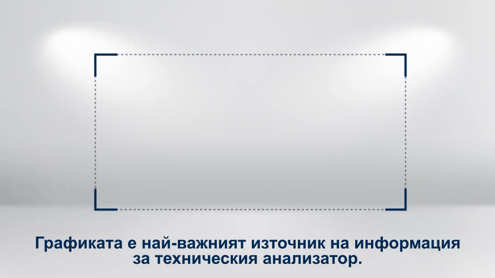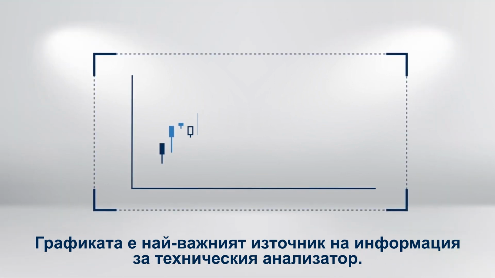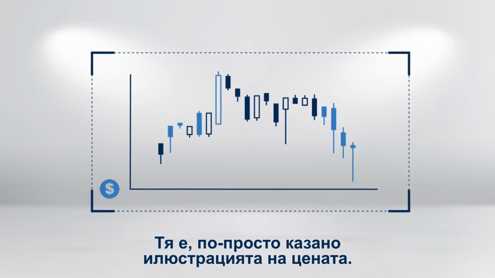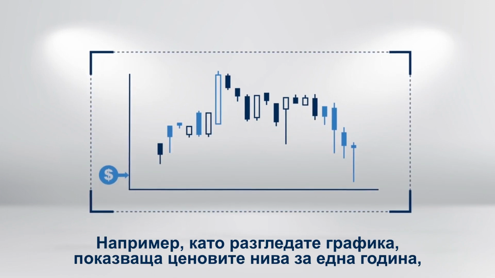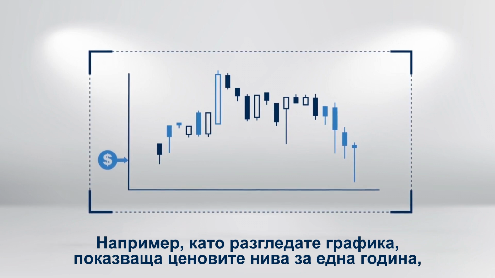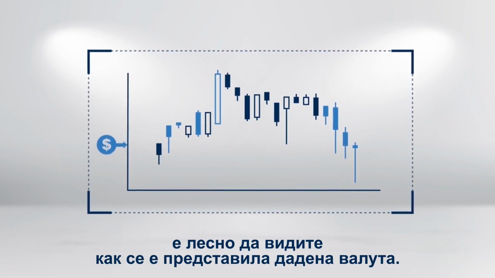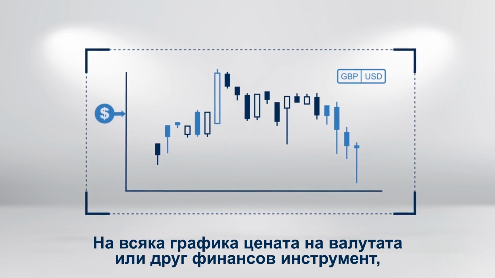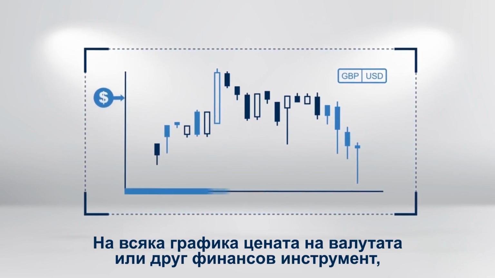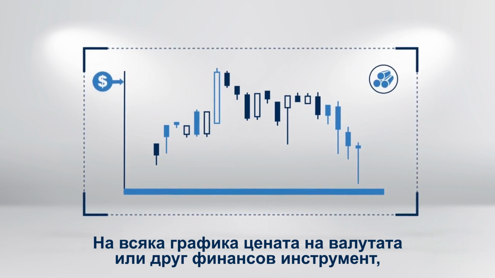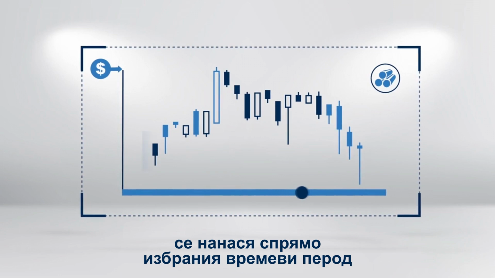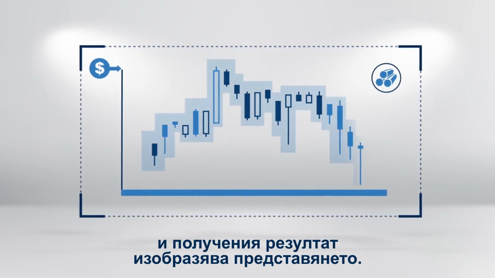What is a chart? A chart is the most important source of information for technical analysts. It is, simply put, the illustration of price. For example, looking at a chart displaying price levels over a year, it's easy to see how a currency has performed. On any chart, the price of a currency, or any other financial instrument for that matter, is plotted against time, and the resulting line displays the performance.